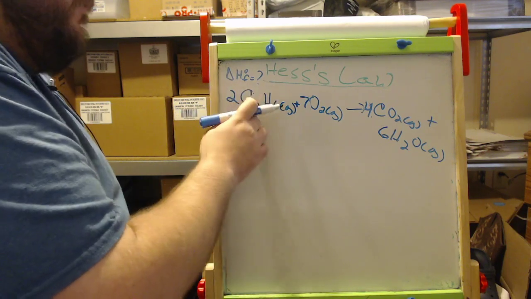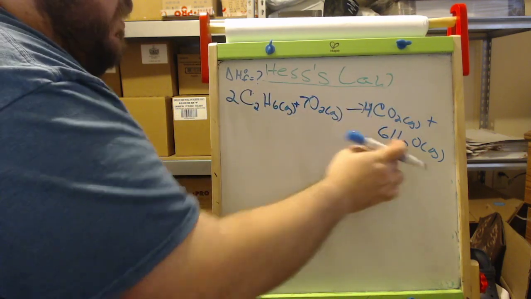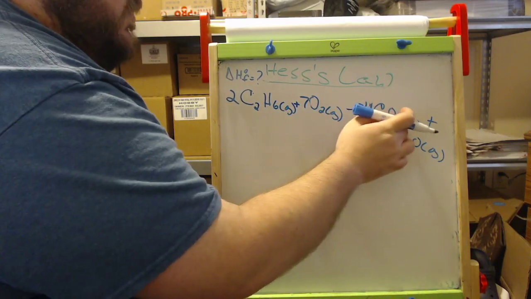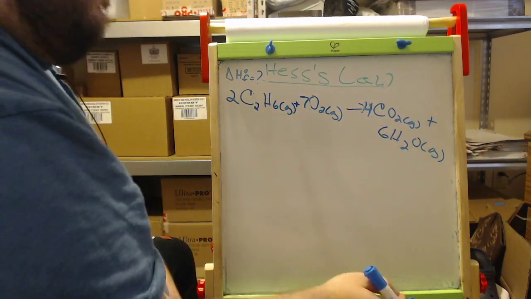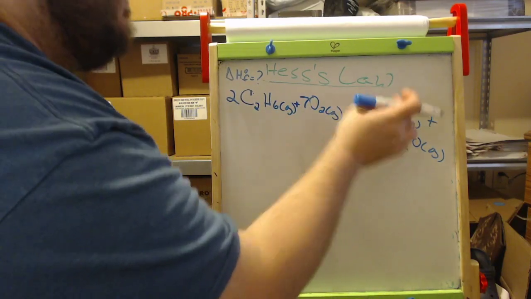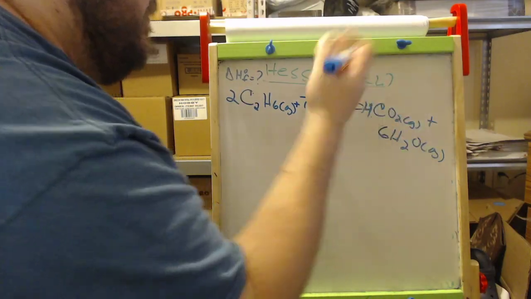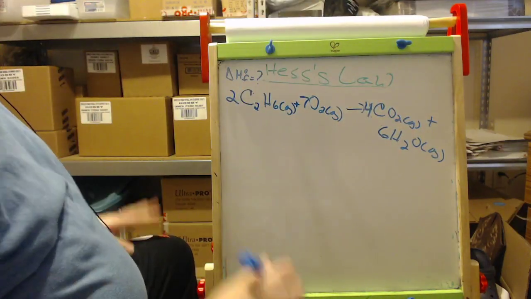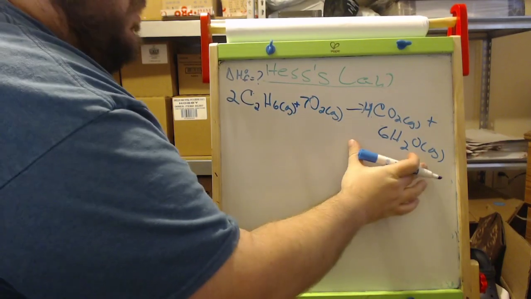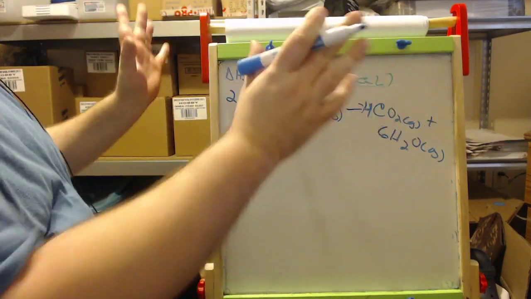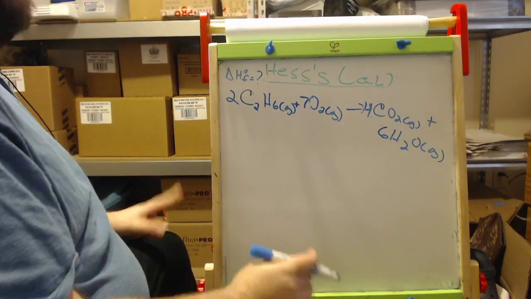So let's double check. 4, we're good there. 12, we're good there. 14, 4 times 2... nope, I'm off. 4 times 2 is 8. I add them, 8 and 6 is 14. So we're good. All right, here's how you find delta H with an equation where I just have one equation and I'm not trying to use multiple equations.